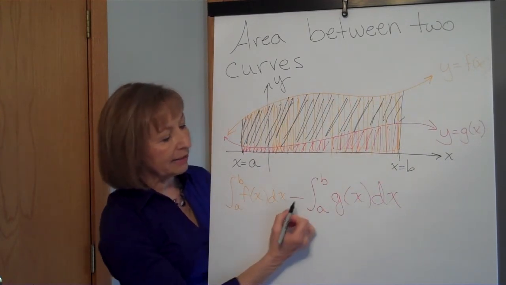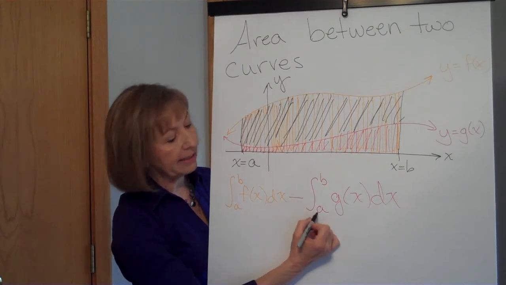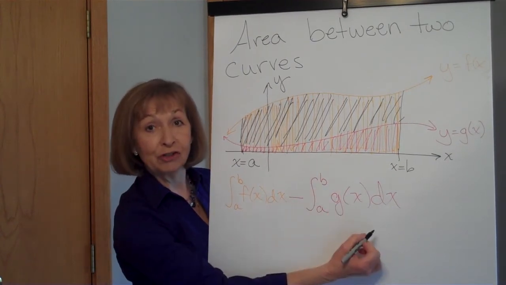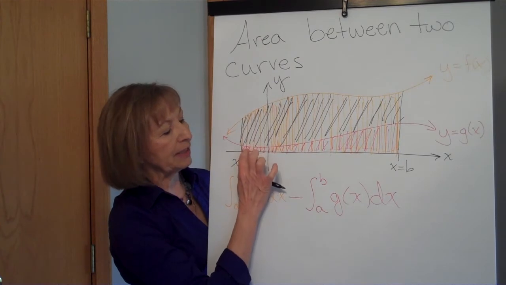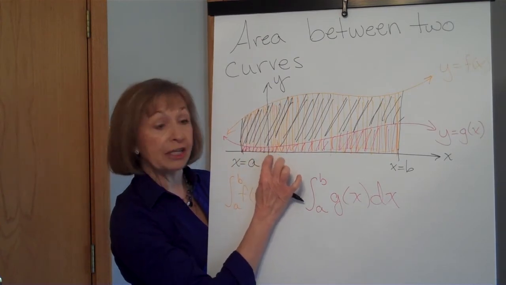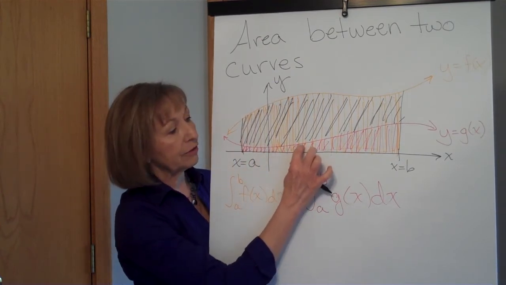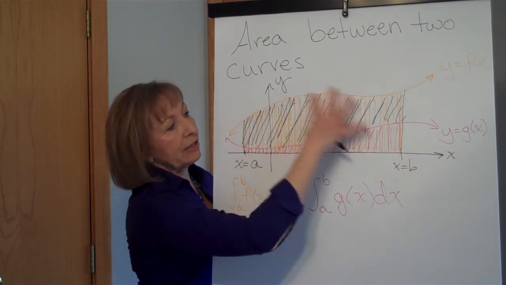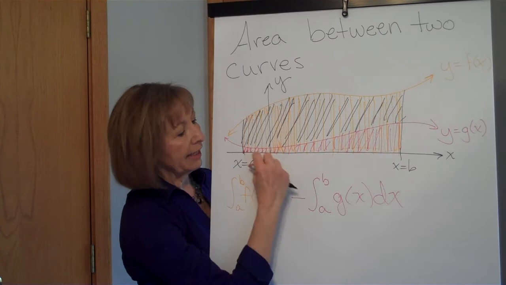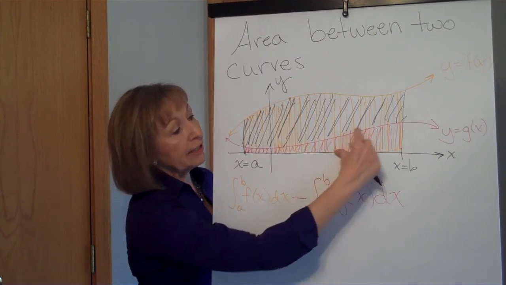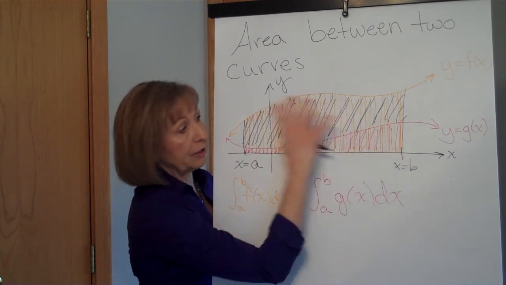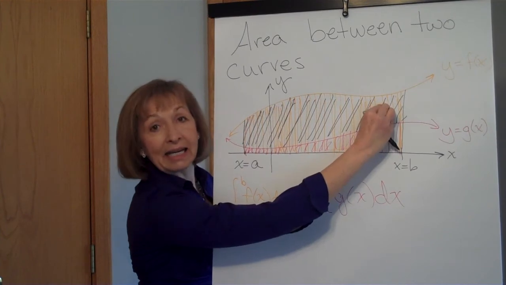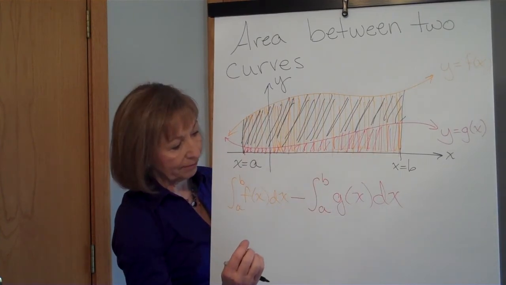So if I subtract off the definite integral from a to b of g of x dx, it'll be subtracting off all of the g of x function values, so from the x-axis to g of x. And by taking this overall orange shaded region and subtracting off the pink shaded region, that will give me the area of the region that I'm interested in.